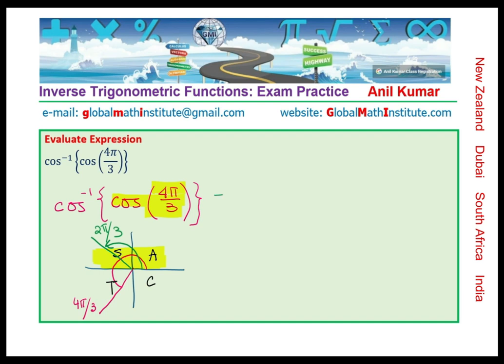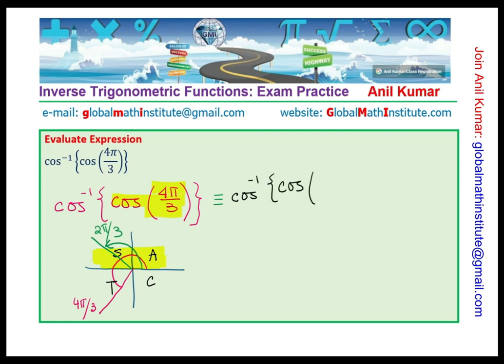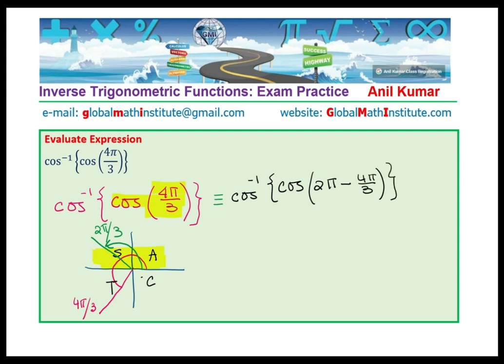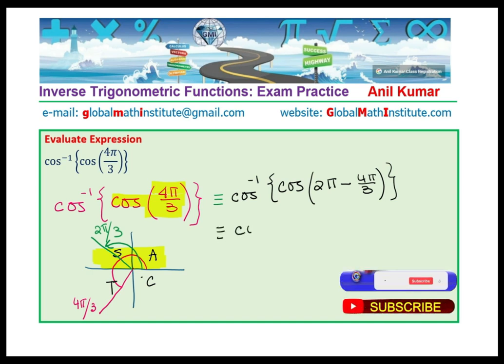So look at this step now. The equivalent function here can be given as cos inverse of cos of 2 pi minus theta also, right? Because this is positive here. So 2 pi minus theta means 2 pi minus 4 pi by 3. And that gives you cos inverse of cos of (6 pi minus 4 pi) by 3, which is 2 pi by 3.